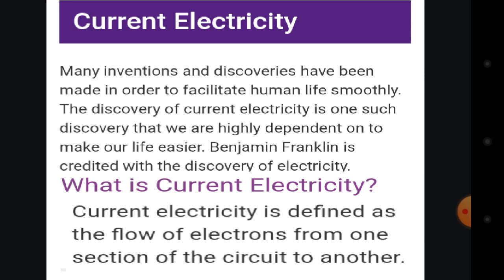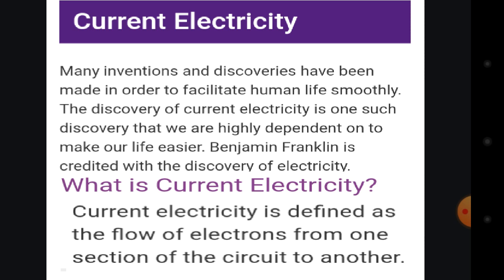So for the first content, that is the term current electricity. Many inventions and discoveries have been made already, because there are many discoveries by some of the scientists, some of the physicists. Now we are trying to talk about the discovery of electricity, how electricity came to be discovered, so that we can do our day-to-day activities.